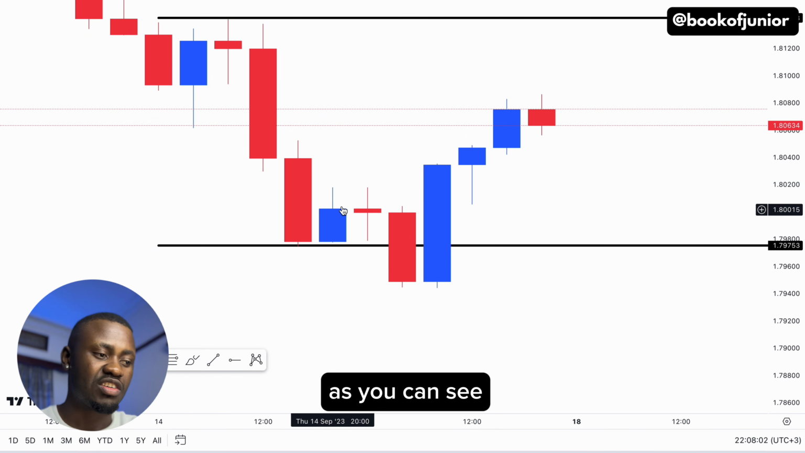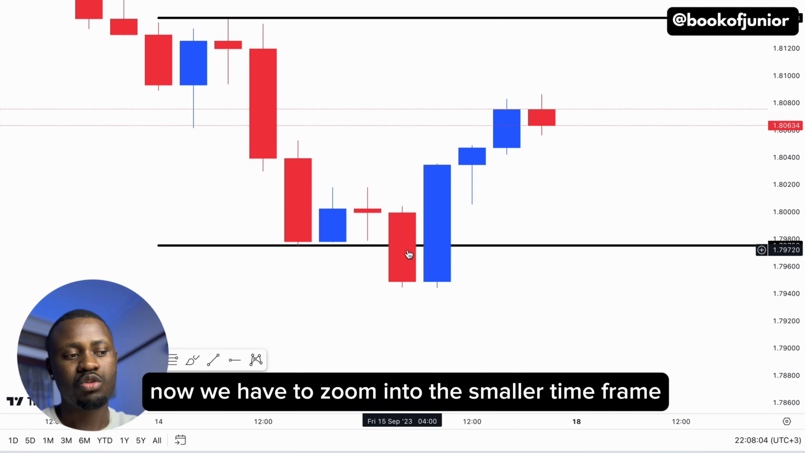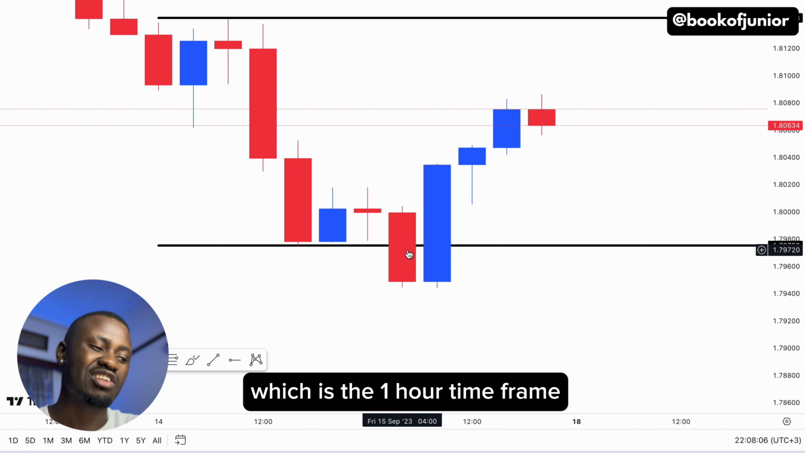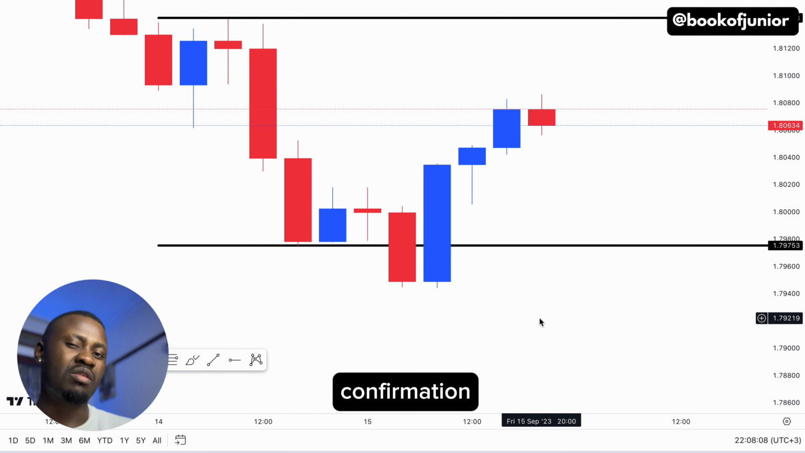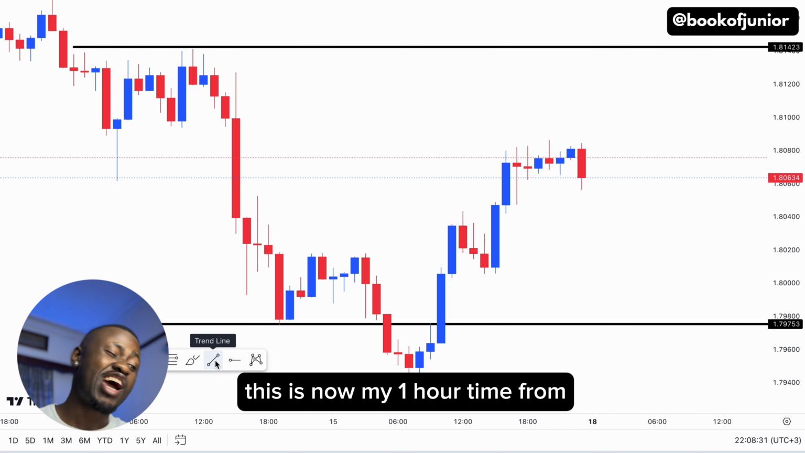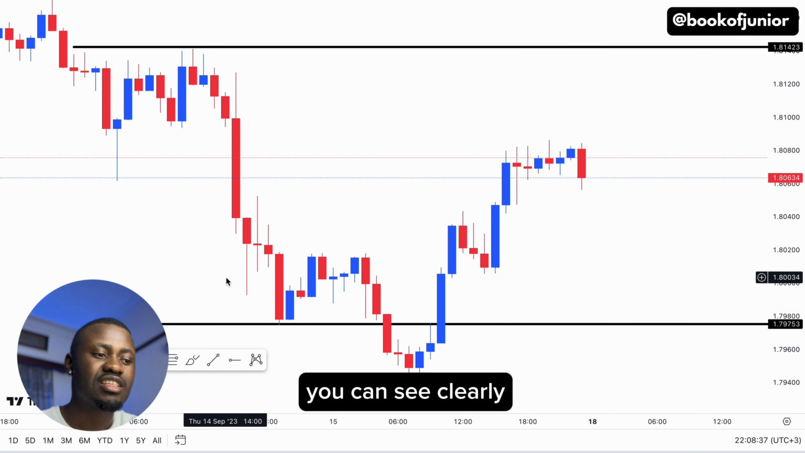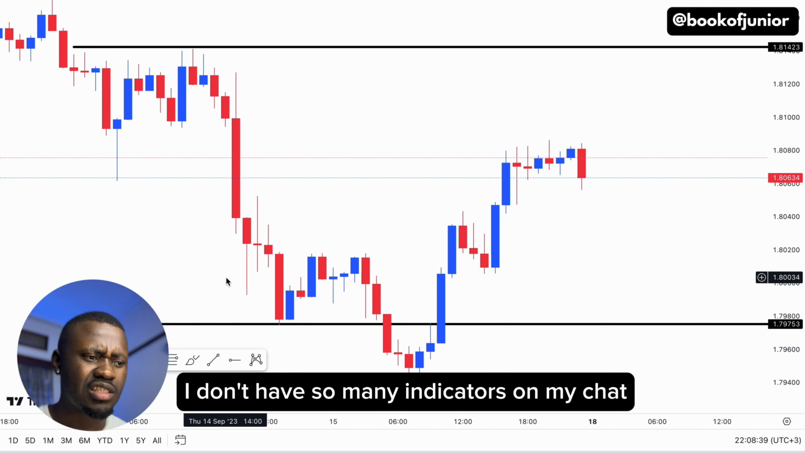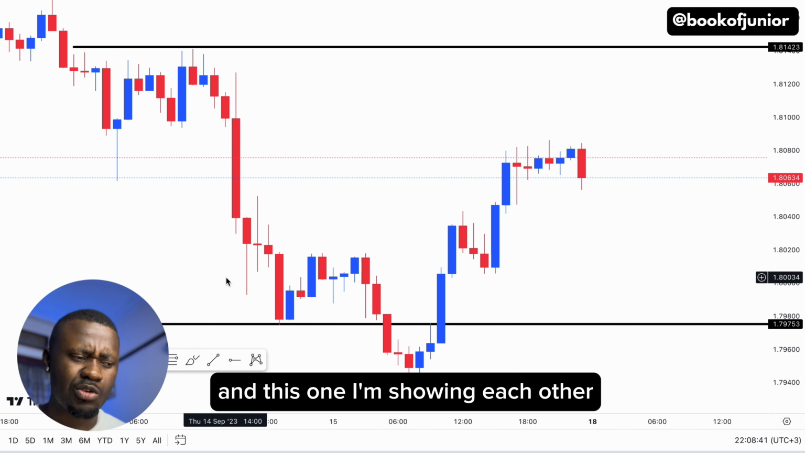So as you can see now, we have to zoom into the smaller time frame, which is the 1 hour time frame, so we can have confirmation and see where I took my entry really. So traders, this is now my 1 hour time frame. You can see clearly I don't have so many indicators on my chart. I just have simple things, and this is what I'm showing you, traders.